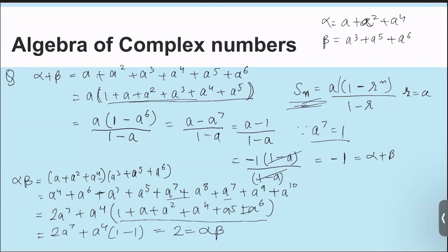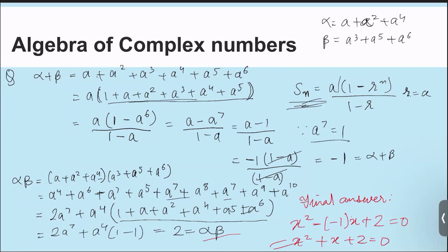So the final equation that we get, let me write it in a different color. The final answer in terms of the quadratic equation is x squared minus the sum of the roots. So you have negative 1 times x, plus the product of the two roots, so you have 2, equal to 0. So you are left with x squared plus x plus 2 equals 0. This is your final answer over here.